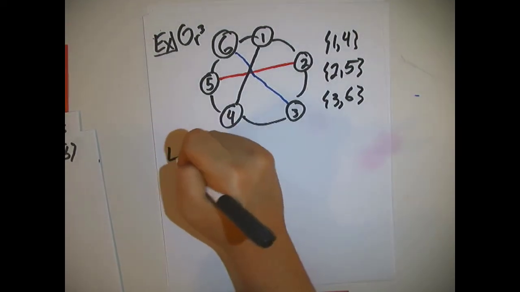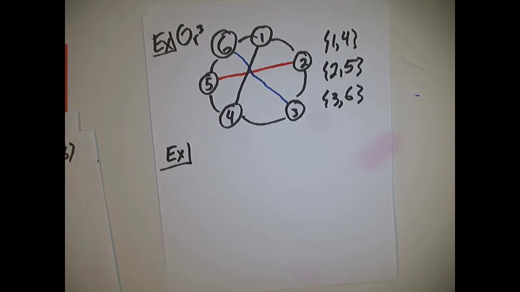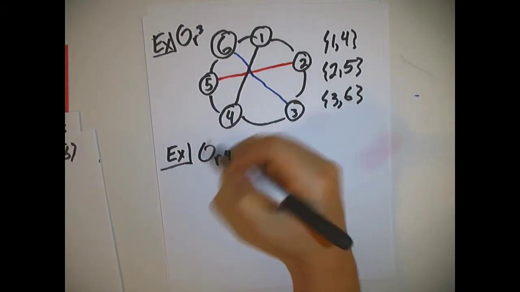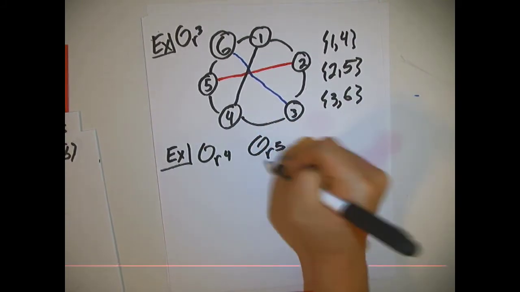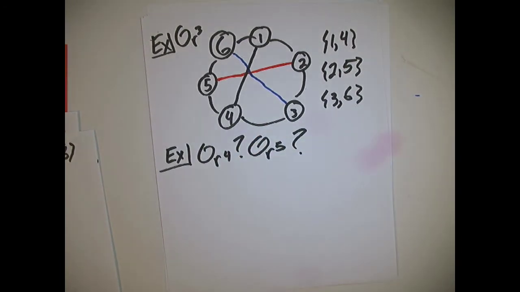I'll leave to you to do for me the 2 we haven't done. So what are the orbits of O of r to the 4th? What are the orbits of this? And r to the 5th? What are the orbits of this? Okay, so I will leave these for you to go ahead and do.